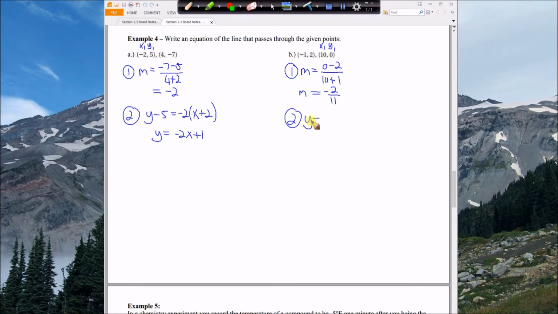Okay, so in this case, I would say y minus nothing equals the slope times x minus 10. Alright, this is nice because I don't have to do anything. Y minus 0 is y, and now I just have to distribute. So you get -2 over 11x, and this becomes plus 20 over 11. And you can leave it at that. You don't have to simplify that anymore. Alright?